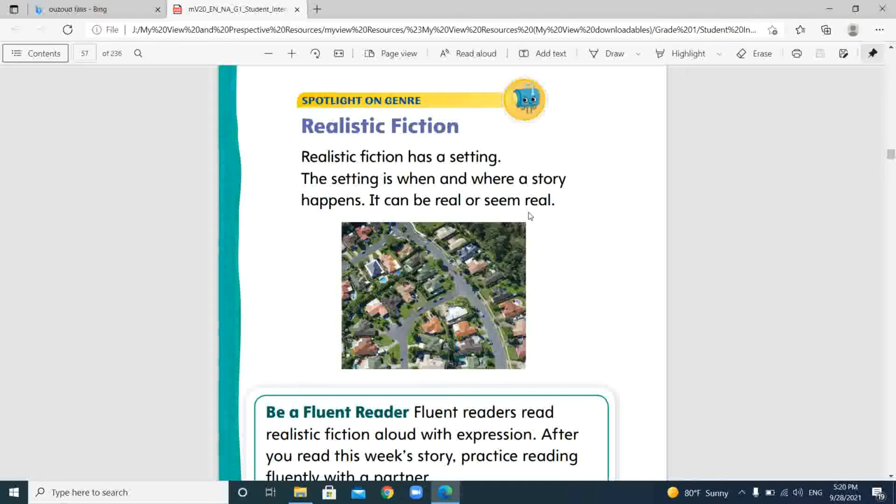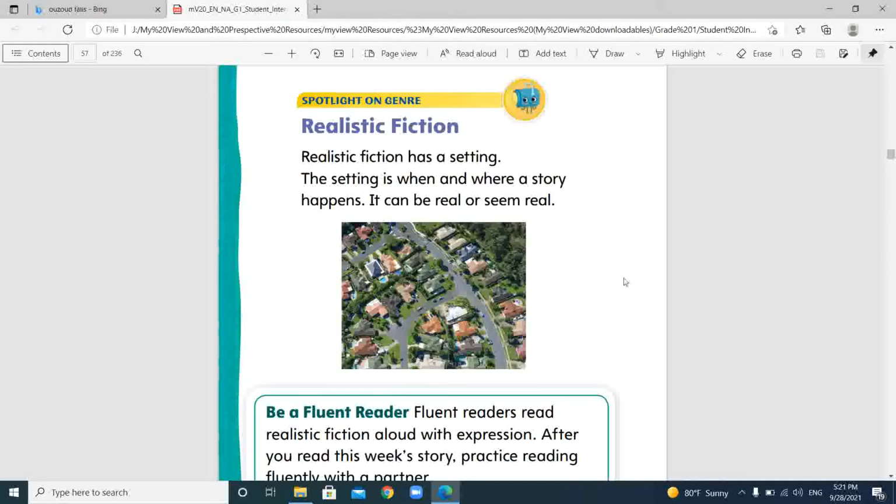Alright? So in a realistic fiction, the story has characters. Let's remember what characters are. Characters are the people that are in the story. What about the setting? The setting is the place of the story and when the story happened. Does it happen during the day? Does it happen at night? Okay? And sometimes the setting can be real or almost real or can seem real.